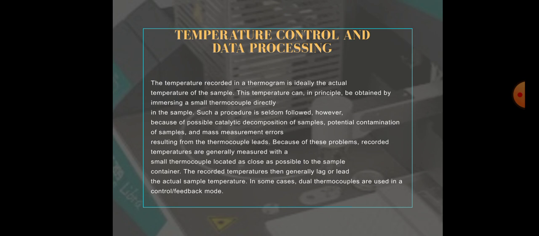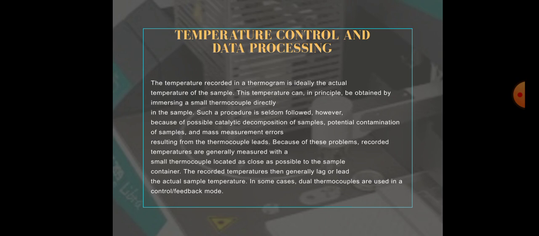Temperature control and data processing. The temperature recording in the thermogram is ideally the actual temperature of the sample. This temperature can, in principle, be obtained by immersing a small thermocouple directly in the sample. Such a procedure is seldom followed, however, because of possible catalytic decomposition of samples, potential contamination of the sample, and mass measurement error resulting from the thermocouple leads. Because of these problems, recorded temperatures are generally measured by a small thermocouple located as close as possible to the sample container. The recorded temperatures then generally lag behind the actual sample temperature.